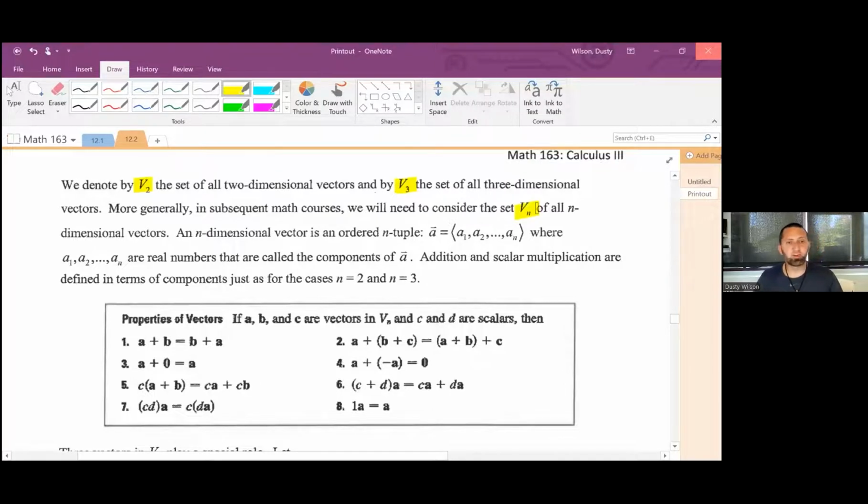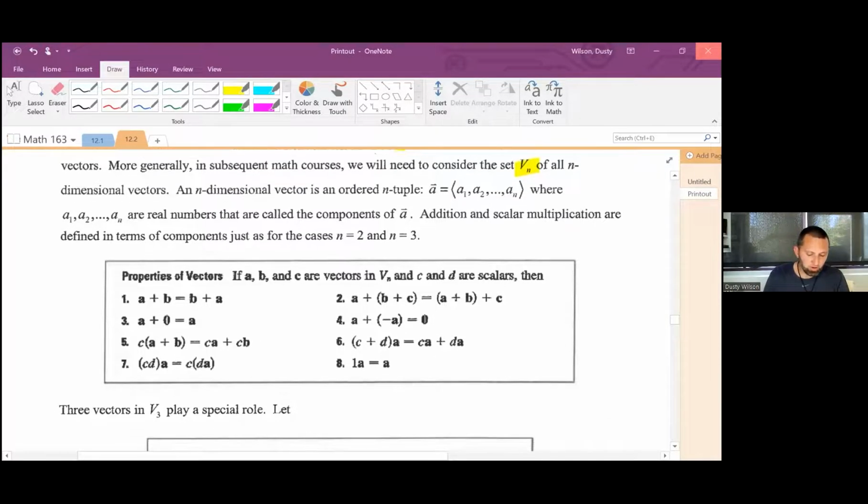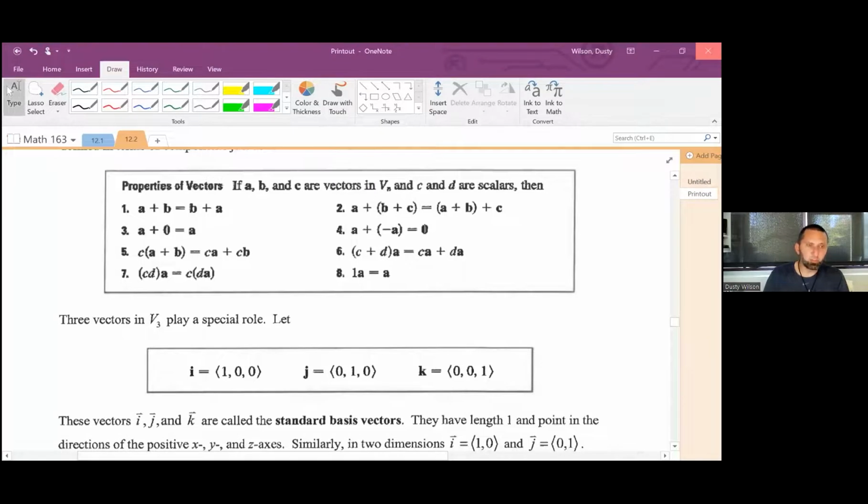An n-dimensional vector is an ordered n-tuple, a equals a1, a2, dot dot dot, an, where a1, a2, dot dot dot, an are real numbers that are called the components of a. Addition and scalar multiplication are defined in terms of the components, just as for the cases of n equals 2 and n equals 3. There are a number of properties of vectors. These should be easy to use. Don't sweat about memorizing these properties.